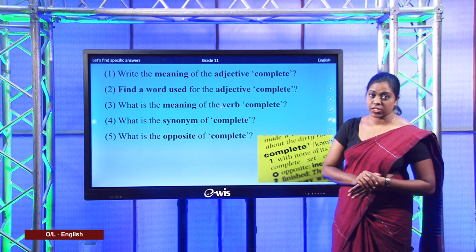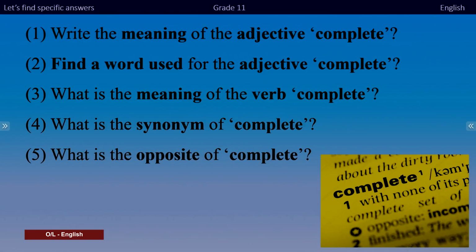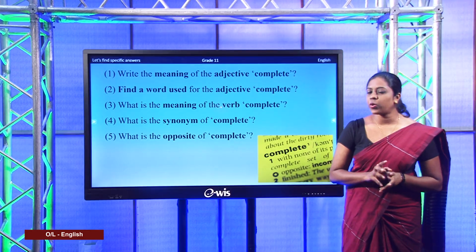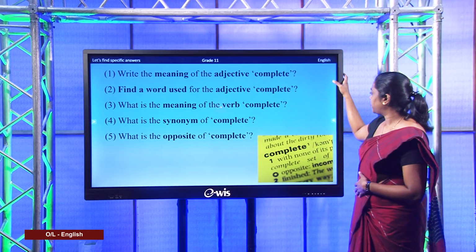I shall read the questions for you. Write the meaning of the adjective complete. Find a word used for the adjective complete. What is the meaning of the verb complete? What is the synonym of complete? What is the opposite of complete? Now you know the abbreviations. I'm going to show you the dictionary page and you are going to find the answers.